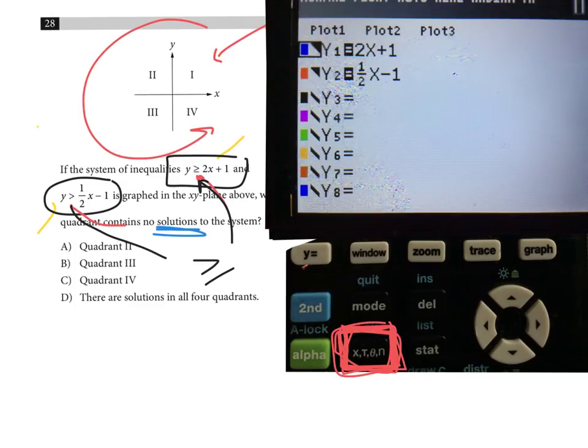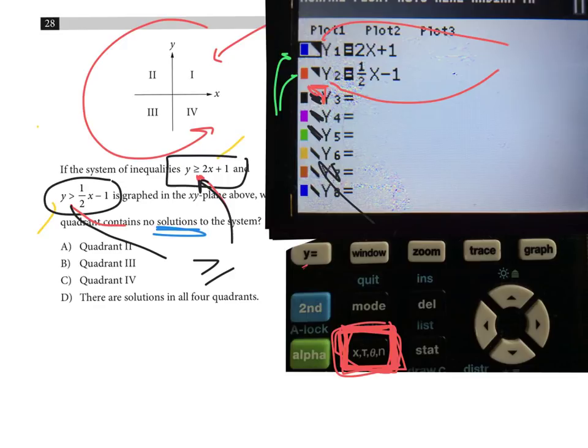The goal is to have your calculator looking like this, where the y1 and the y2 are shaded above the black line. If you look at y3 through y8, they all have these solid lines. What you want to do is have the calculator shade above it, so that's why you want to change y1 and y2 to look like this.